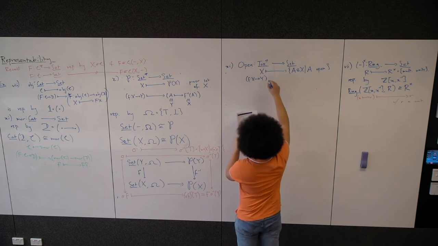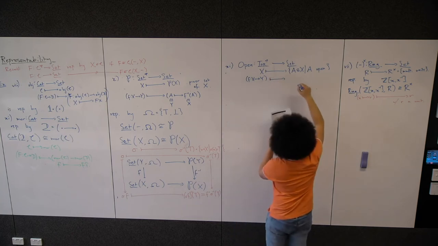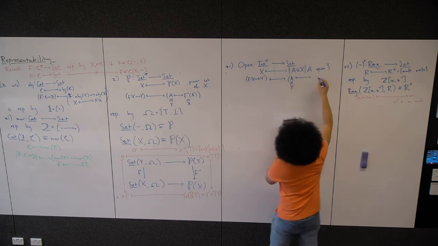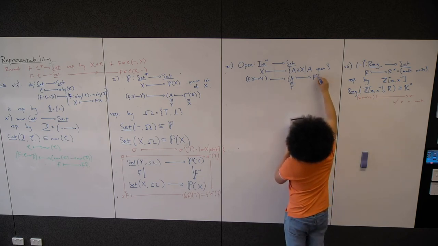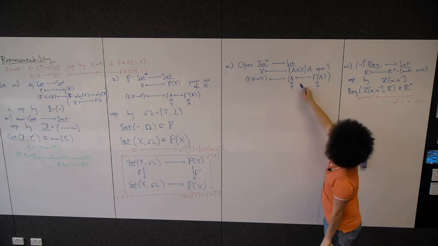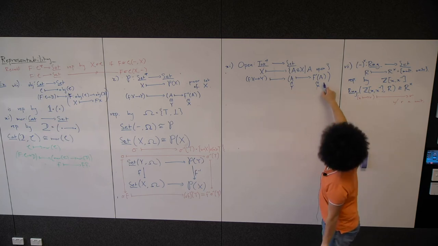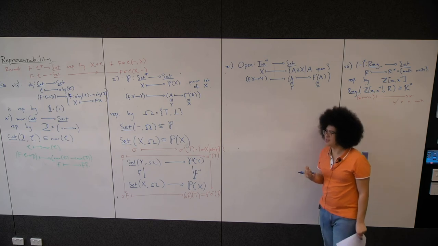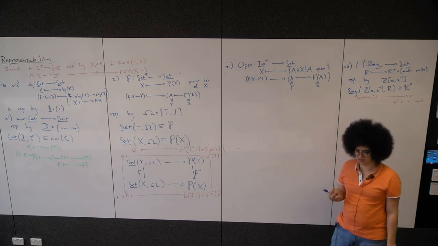All right, so this is going to go to the same thing as we had there: the map which sends some subset of X to the pre-image in X. And this makes sense now because f has to be continuous for it to be a map in Top, and so the pre-image of an open set in Y is open in X. If we did the thing the other way around, we couldn't guarantee that, because continuous maps don't necessarily send open sets to open sets.